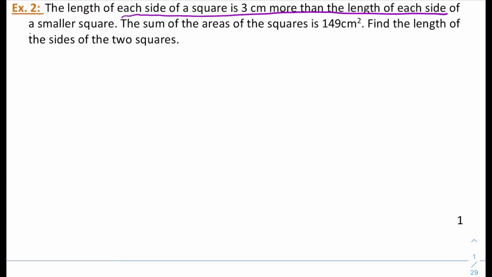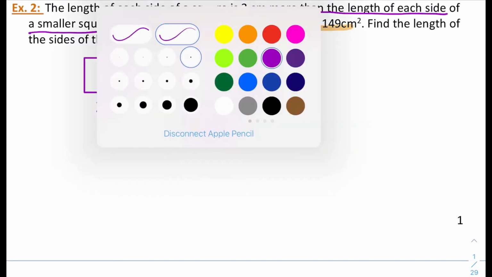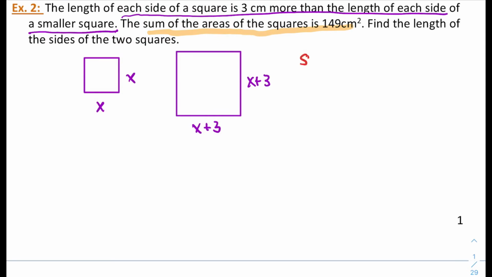So we've got two squares. The length of each side of a square is 3 centimeters more than the length of each side of a smaller square. So like usual, I like to draw some pictures on these. So here is my smaller square and my bigger square. It says the length of each side of one square is 3 centimeters more than the length of each side of the other. And then I'm told that the sum of my areas is 149 square centimeters. So if I add up the area of the small square plus the area of the bigger square, I should get a total area of 149 centimeters squared.